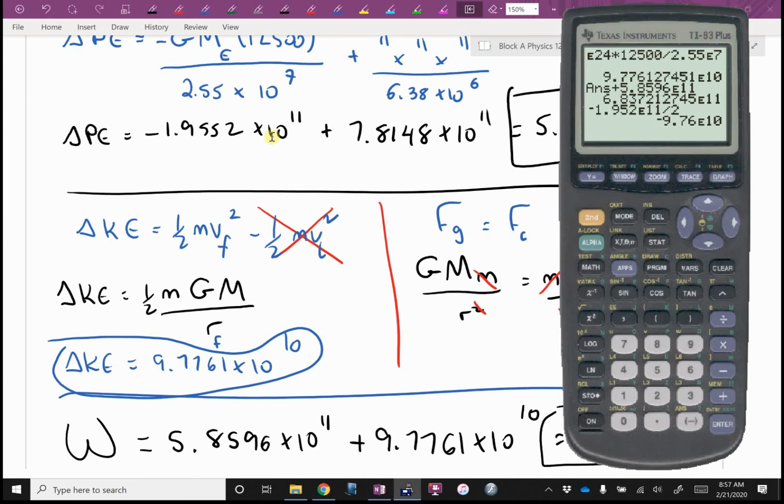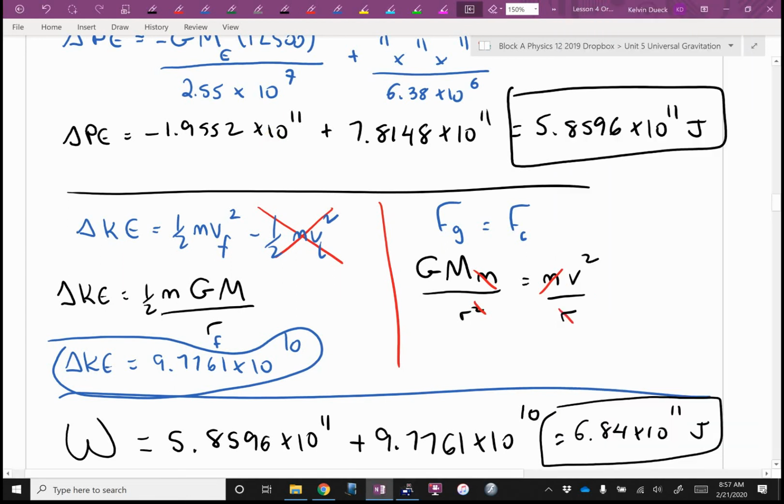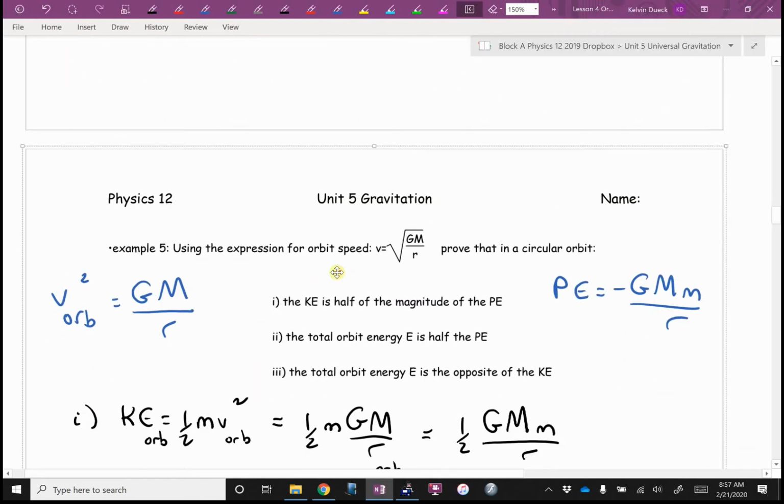If I happen to notice my kinetic energy in orbit is half as big as the potential energy, but positive, I probably did them both right. I don't think there's a way I could have fluked into that. But you can completely survive without that. It's just kind of handy and neat. Liam, what does 2 want me to prove?